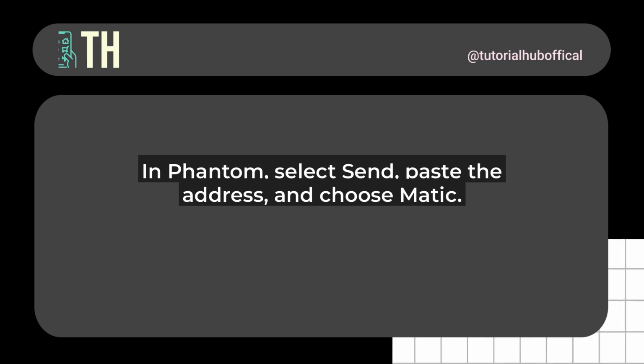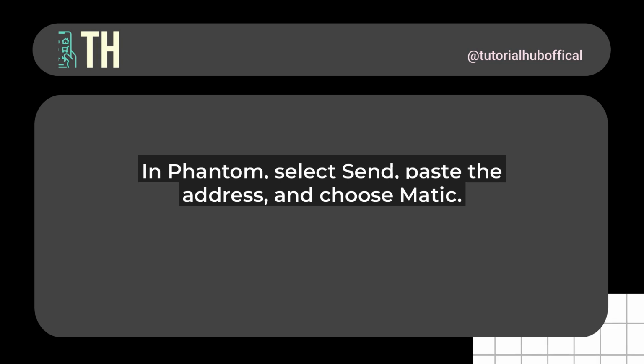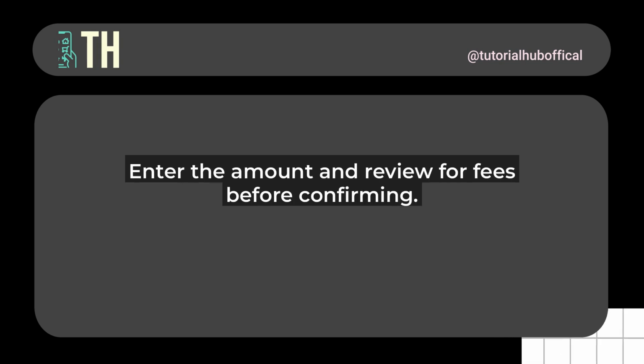Now, back in Phantom Wallet, tap on the Send button. Paste the KuCoin deposit address into the recipient field. Select MATIC as the token you're sending, enter the amount you want to transfer, and don't forget to leave a little extra for network fees. They're usually pretty low on Polygon, but it's good to check current rates.